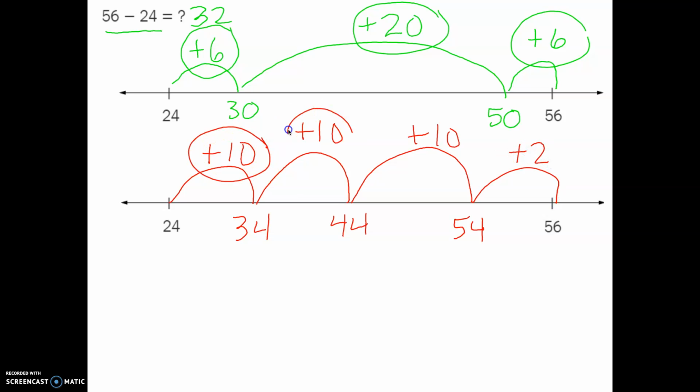Again, let's add those amounts together. We've got 10, 20, 30, 32. So I've proven 2 ways how I can use a number line to get the answer to 56 minus 24, which is 32.